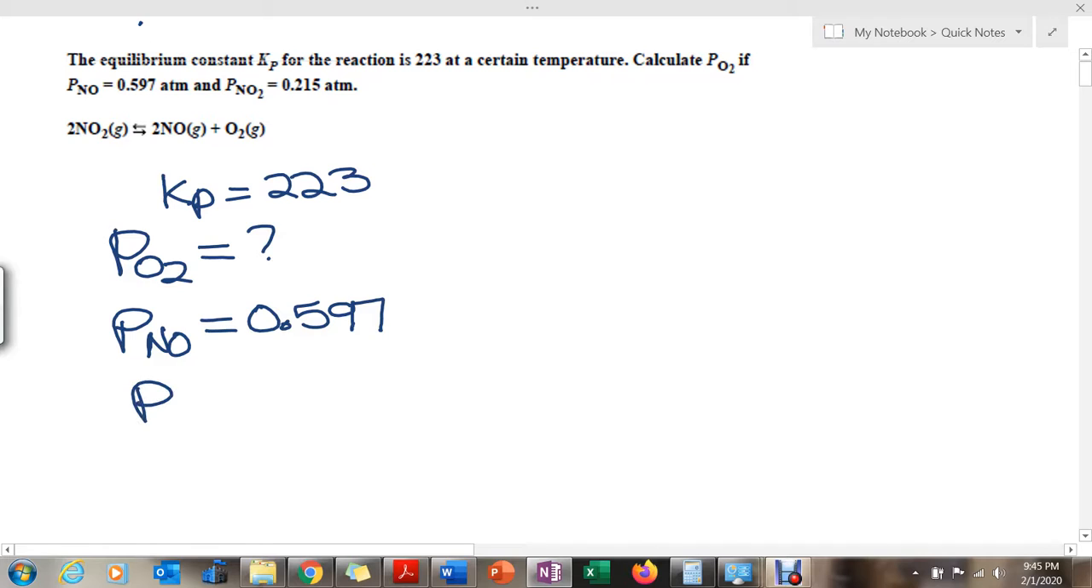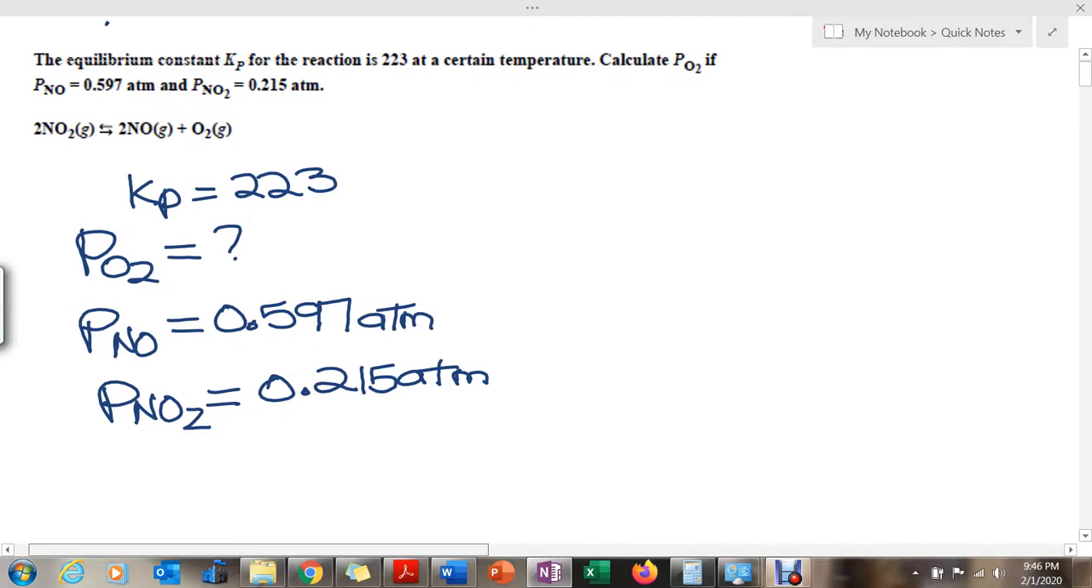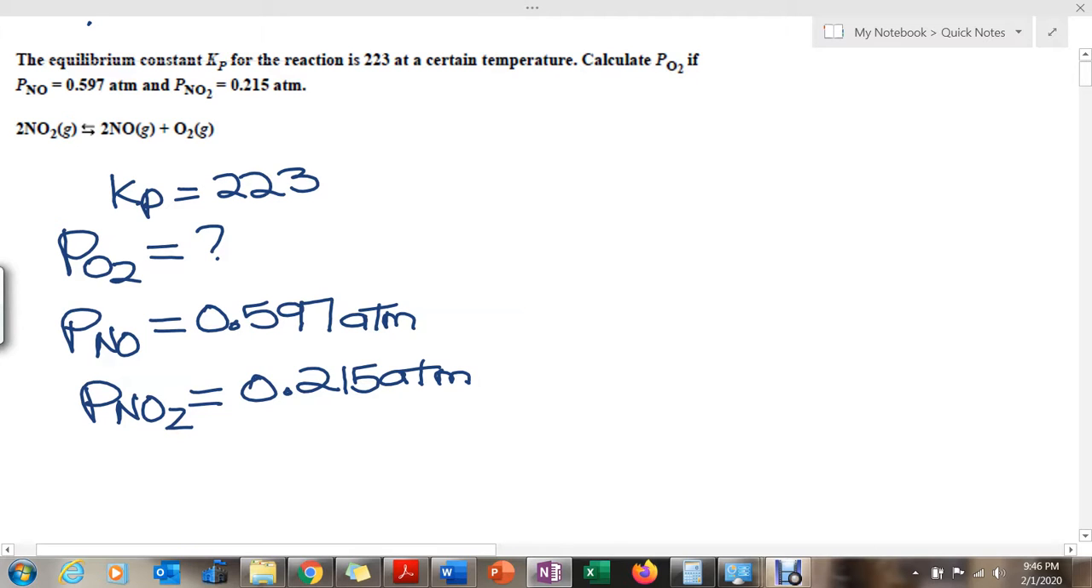And the PNO2 equals 0.215 atmosphere. And this is atmosphere, and this is atmosphere. So let's go ahead and solve it. It's not very difficult, but you have to write the expression. Kp, the equilibrium expression, is the products over the reactant.